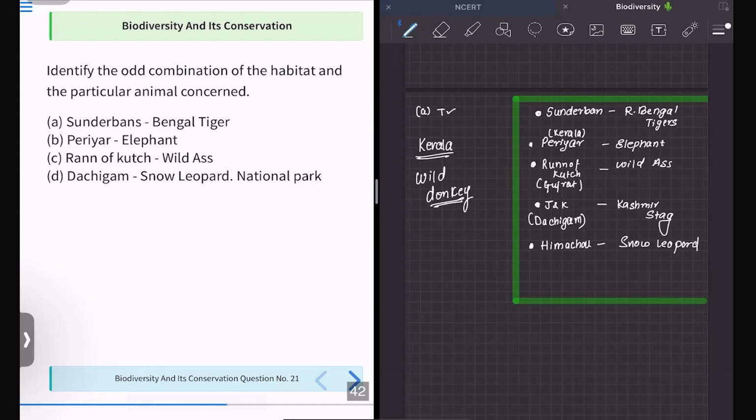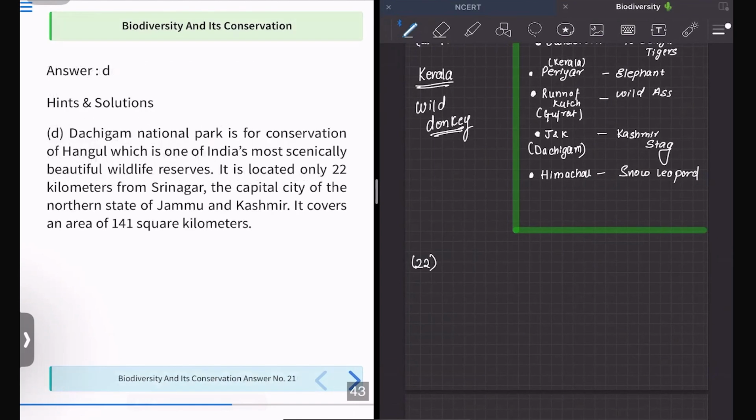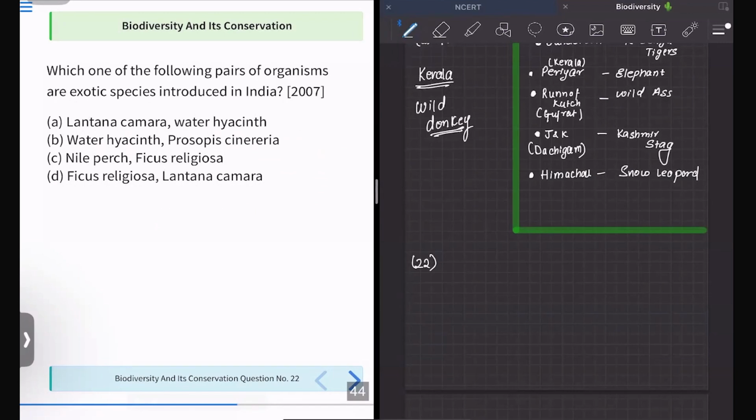So for this question, based on this information, I hope you were able to solve. Amongst the following, option number D is the odd one out because snow leopards are found in Himachal and the National Park of Dachigam in Jammu and Kashmir is famous for its Kashmir stags. This is the concept that the examiner was trying to assess, if you have some general knowledge. Okay, so with this, I hope you have understood. Let us move to question number 22. In question number 22, they are asking which of the following pair of organisms are exotic species introduced in India?